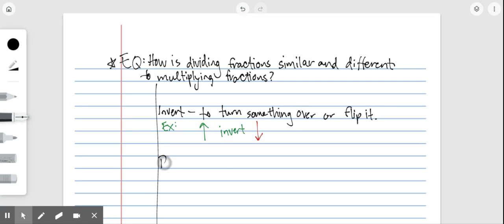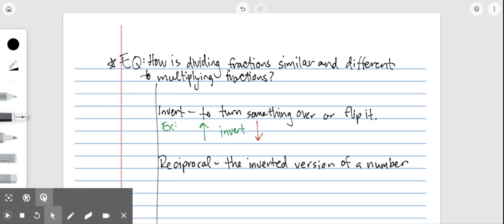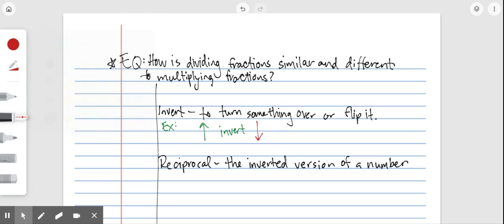So I'm going to write this word again, reciprocal. Okay, and a reciprocal is the inverted version of a number. Okay, and here are some examples. So how about the example of 1/2? The reciprocal would happen when I inverted 1/2. So if I flip 1/2 upside down, then the 2 becomes the top number or the numerator, and the 1 becomes the denominator. So the reciprocal of 1/2 is 2/1 because I've inverted it or I've flipped it.